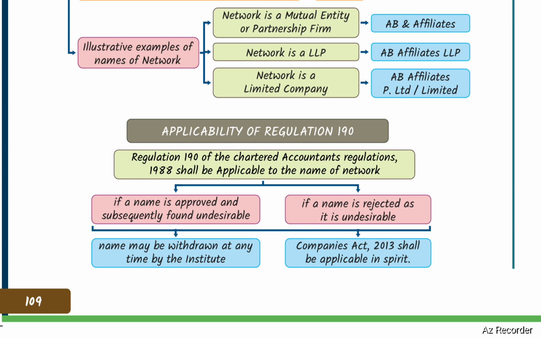Applicability of Regulation 190. Regulation 190 of the Chartered Accountants Regulations 1988 shall be applicable to the name of the network. If the name is approved and subsequently found undesirable, or if the name is rejected as undesirable, the name may be withdrawn at any time by the Institute, and the Companies Act 2013 shall be applicable in spirit.